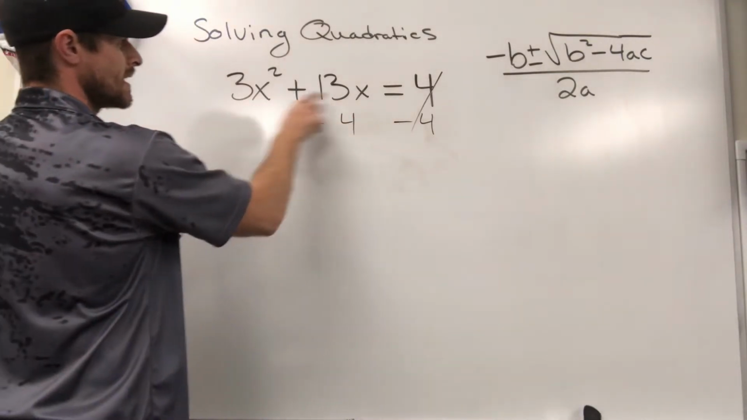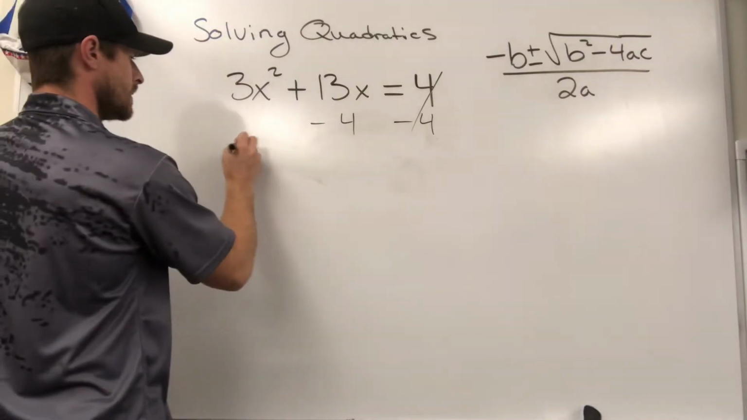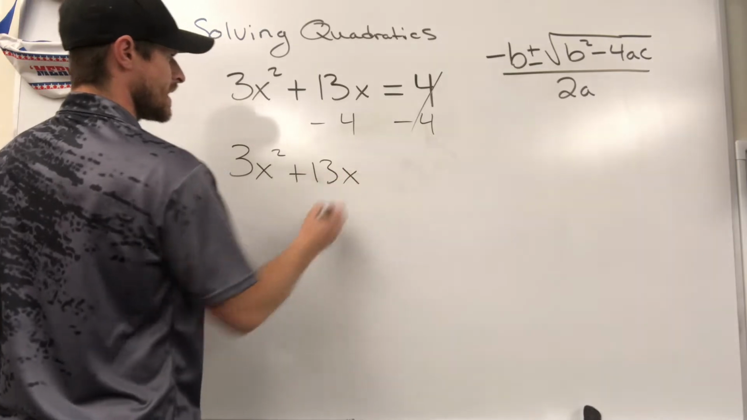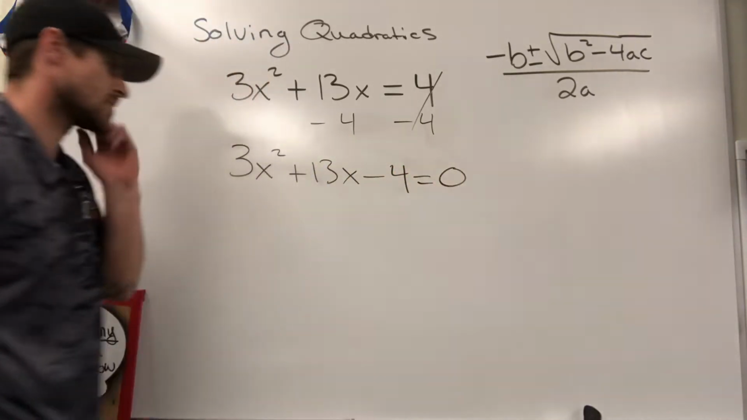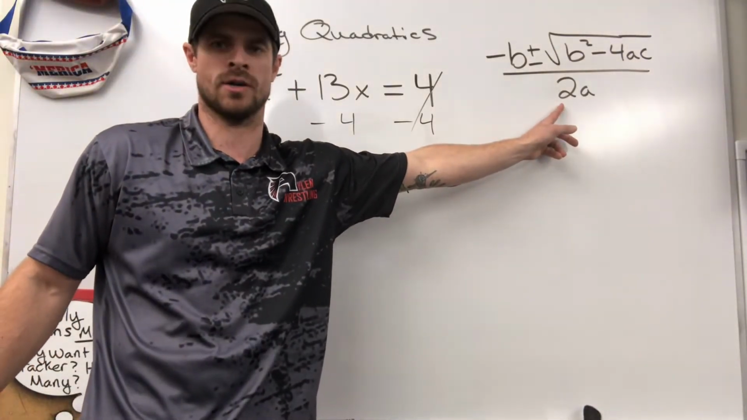Notice that this has an x, this has an x, so this is not a like term with either of these. We're going to end up getting a trinomial of 3x squared plus 13x minus 4. But now we're equal to 0, so now we can plug this information into our good old quadratic formula.